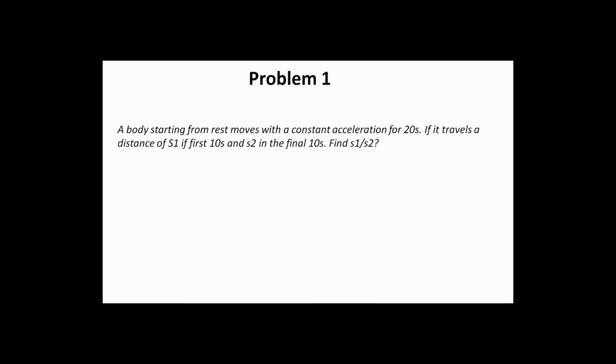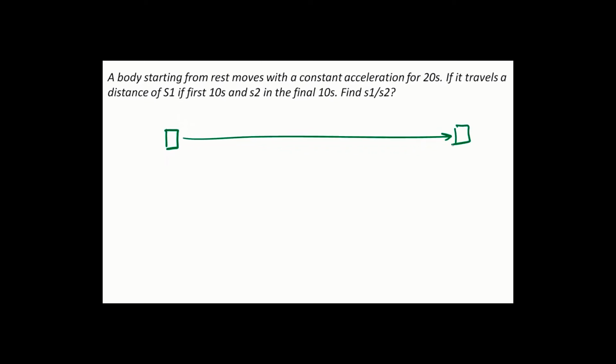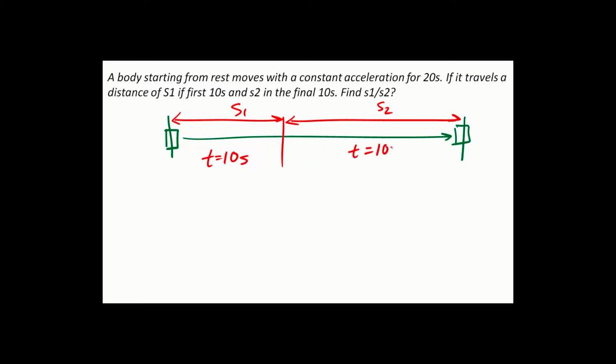Alright, so the first problem is: a body starting from rest moves with a constant acceleration for 20 seconds. So it travels for a total of 20 seconds. Now it travels a distance of s1 for the first 10 and s2 for the final 10. Find s1 over s2. So let's say this is s1 and this is s2. Here time equals 10 seconds and here also time equals 10 seconds. Can we say s1 equals s2? That we know is obviously not true, because it's an accelerated motion, where there are unequal distances in equal intervals of time.